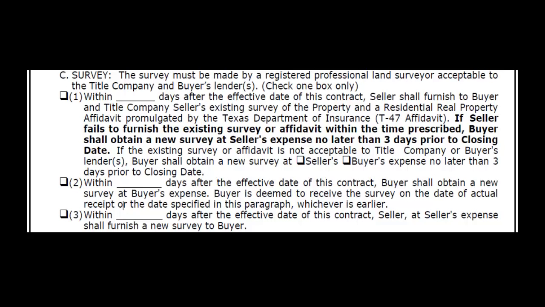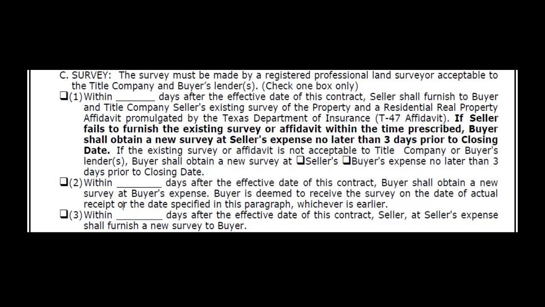So if the seller doesn't furnish it to the buyer and the title company, they haven't completed their obligation here, and they've got to submit the survey and the T47 affidavit, and it's a specific T47 affidavit. I think if you Google T47 affidavit, you're probably going to be okay. You're probably going to find the one from the Texas Department of Insurance, but just to make sure, go ahead and just Google Texas Department of Insurance T47 affidavit. All right, so you got to deliver both those instruments to both those people.